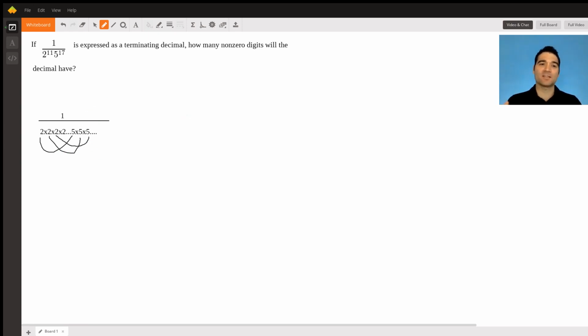How many 10s do we get? Well, think of it like this. If I have 11 twos and 17 fives, how many pairs of twos and fives can I make? Well, I can make 11, right? Before I run out of twos. And then I'm left over with how many fives? 6. So what this boils down to is 1 over 10 to the power of 11 times 5 to the power of 6.